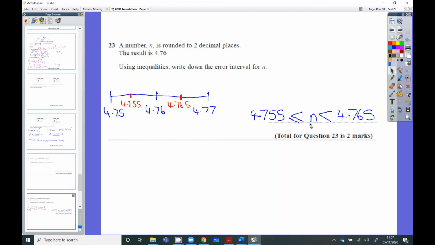And remember how these inequality signs work. You read it from the middle. So this reads n being less than 4.765, but careful with this one here. You're reading it from the middle. This is n being greater than or equal to 4.755.